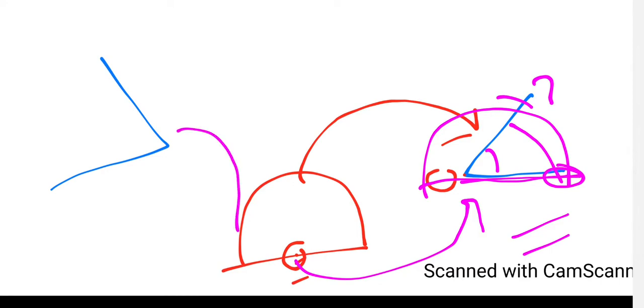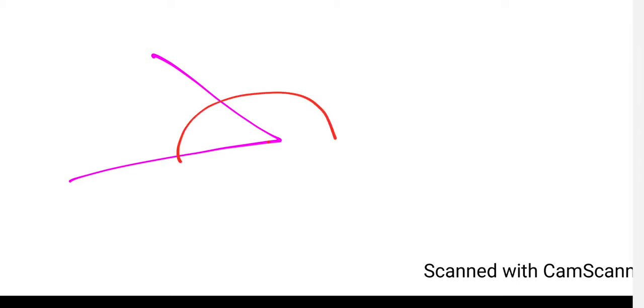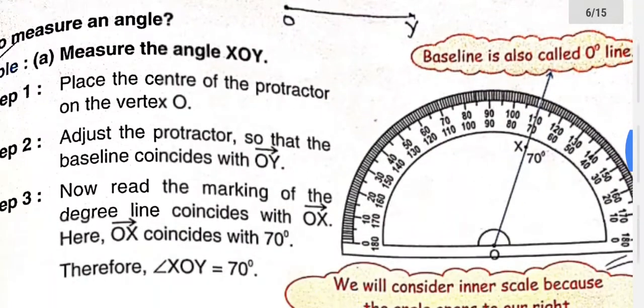When you put the protractor here, just like that, you have to put the center on the vertex. Now because you are using the right side, you have to take the inner scale, otherwise the outer scale. Now you have to check at which point the ray cuts and write that value also. In this way you can measure the angle.